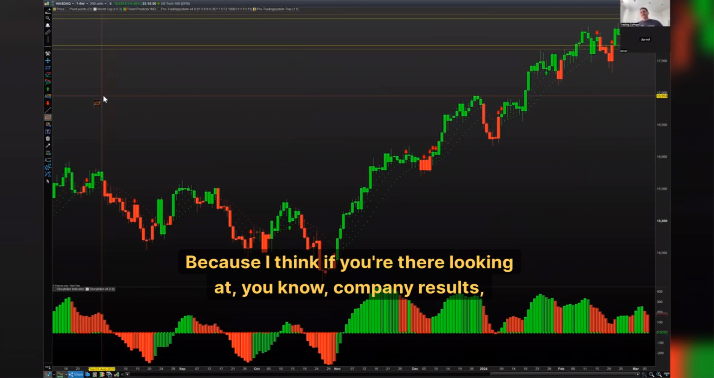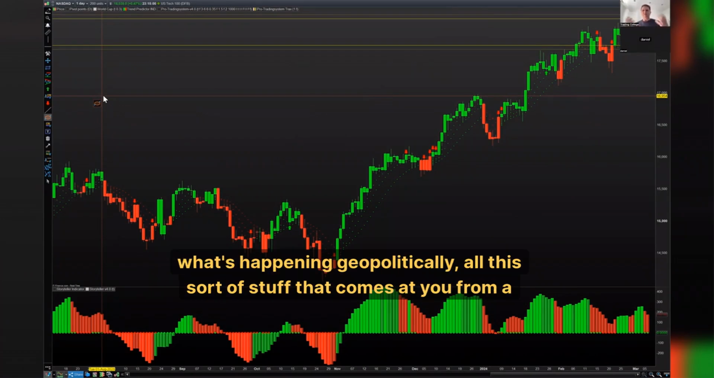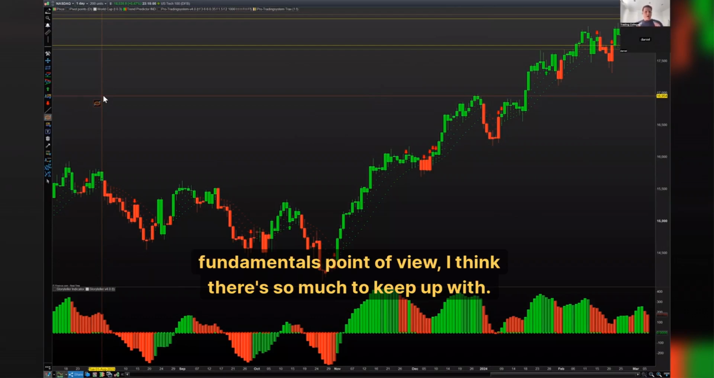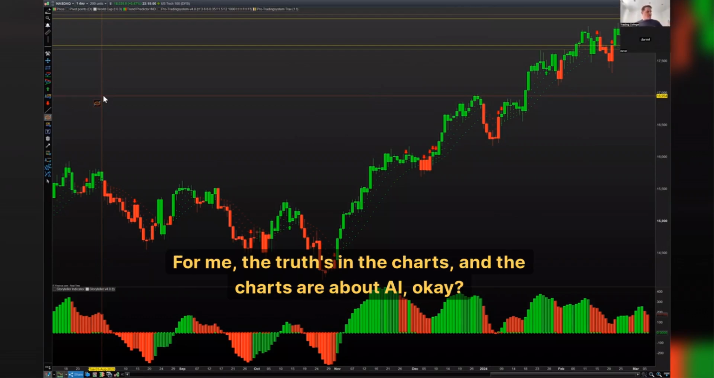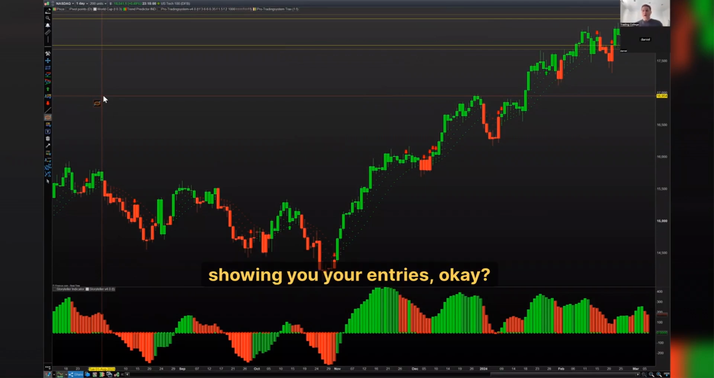Because if you're there looking at company results, trying to work out if a C-level exec moving is going to affect the price, what's happening geopolitically, all this sort of stuff that comes at you from a fundamentals point of view, I think it's so much to keep up with. For me, the truth is in the charts, and the charts are about AI. They're about a machine looking back at previous data, learning from it, and showing you your entries.